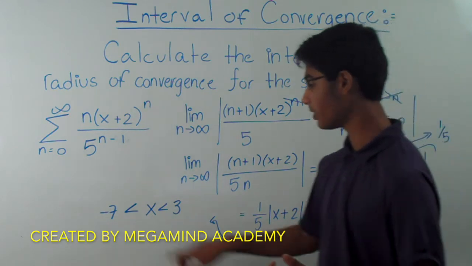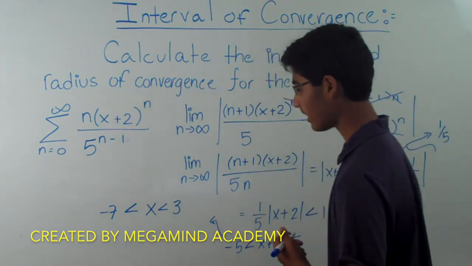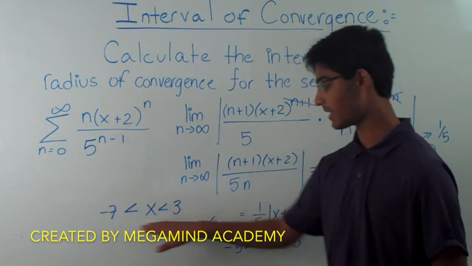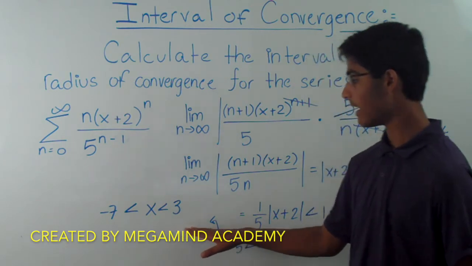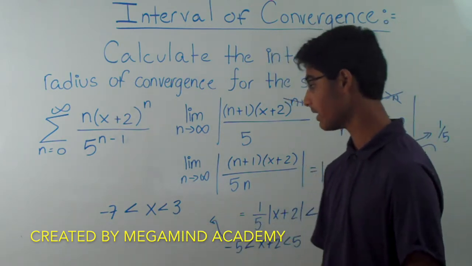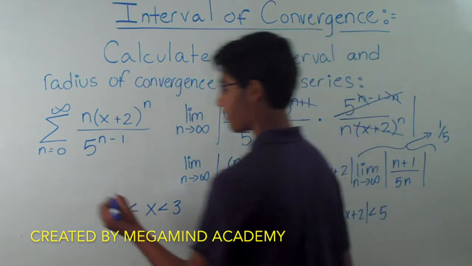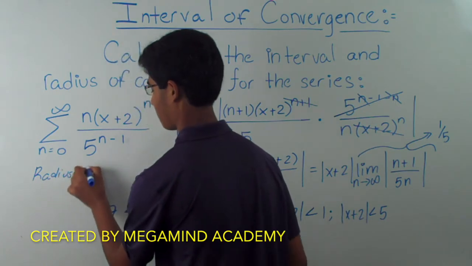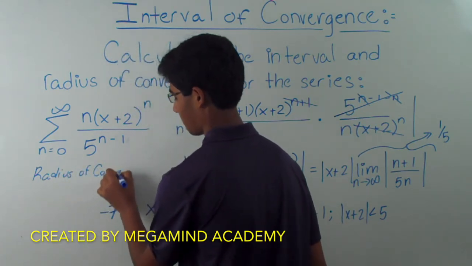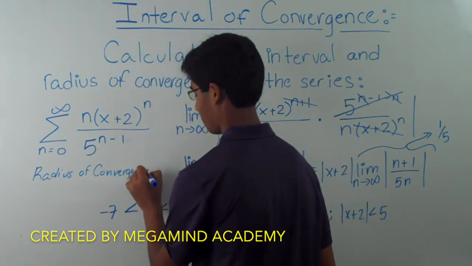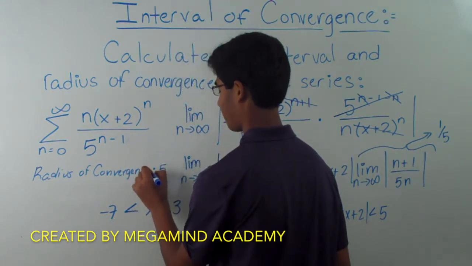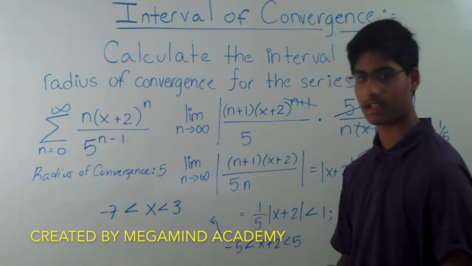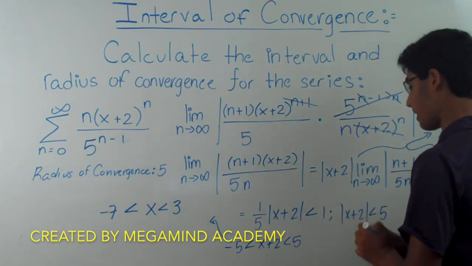So we could use -2 as the center, or we could calculate the total length of this interval and divide it by 2, because the total length of this interval would have to be the diameter, meaning that half of it would be the radius. Either way, if you do that, you get the radius of convergence is equal to 5. And if you ever get a radius of convergence that's negative, try it again, because the radius cannot be negative.